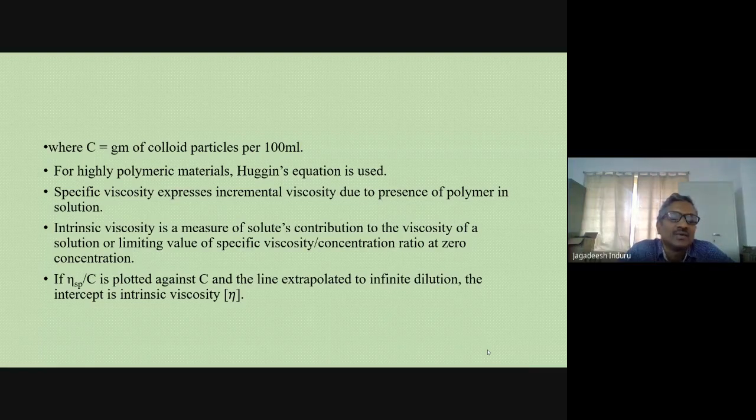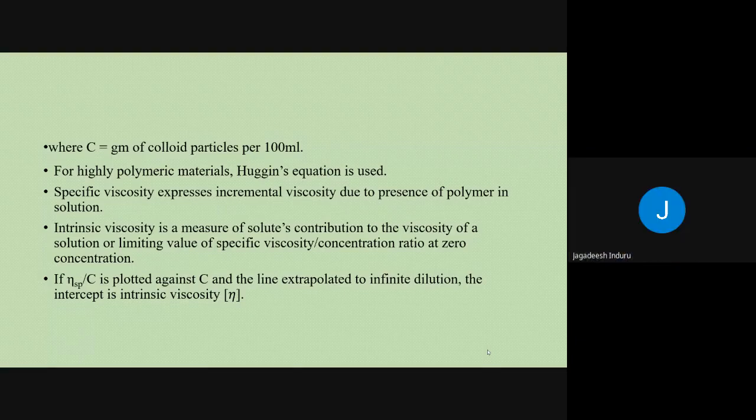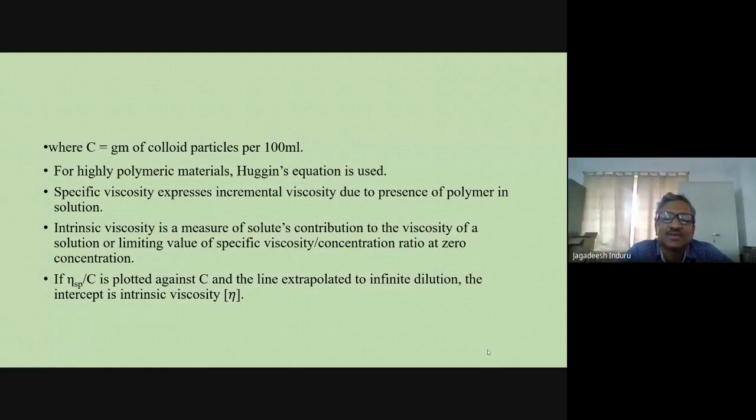You need to take eta specific divided by C at different concentrations on the y-axis and C on the x-axis. If you are getting a straight line, the intercept at zero is called the intrinsic viscosity. This intrinsic viscosity is represented by eta in square brackets, and it has got utility.